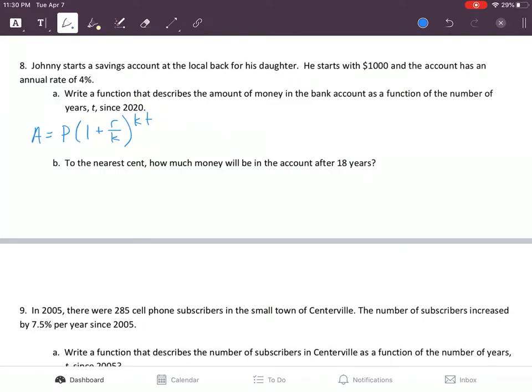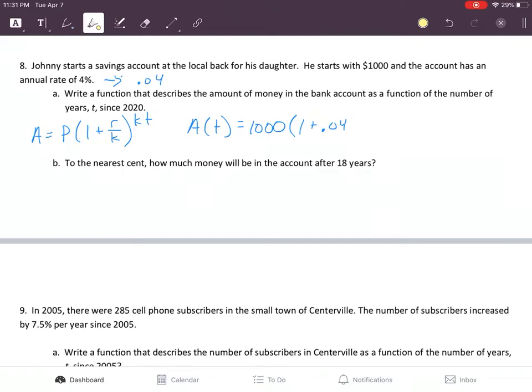As we're reading this question, we want to figure out what these parts are. Johnny starts a savings account at the local bank for his daughter. He starts with $1,000, and the account has an annual rate of 4%. So we want to write a function. Our function is A, the amount over time, equals the principal, which is 1,000, times the 1, which is part of the equation, plus the rate at 4%. We're going to convert that into a decimal, so it's going to be 0.04.